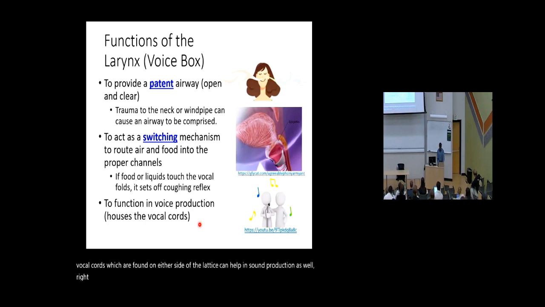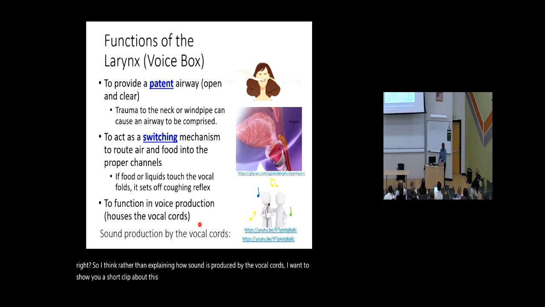So I think rather than explaining how sound is produced by the vocal cords, I want to show you a short clip about this, right? So what they're doing here is a stroboscopic examination, where, when you think about strobe lights, they're just flashing lights, right? So similarly, they're having flashing lights shine down the larynx, and so you can see the vocal cords vibrate.